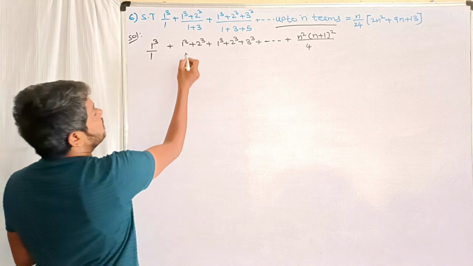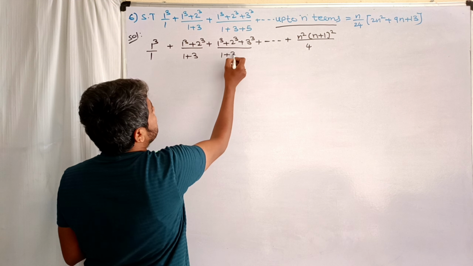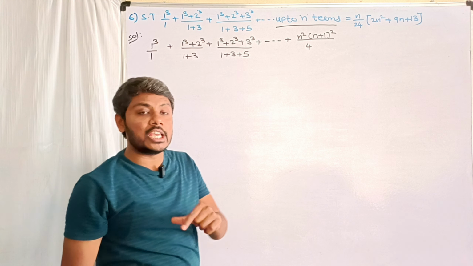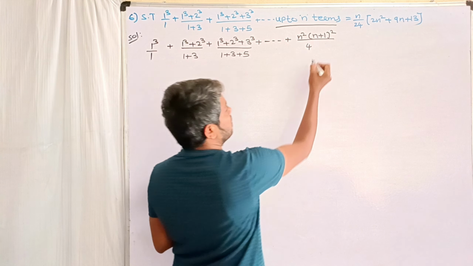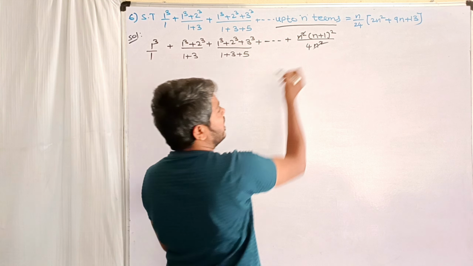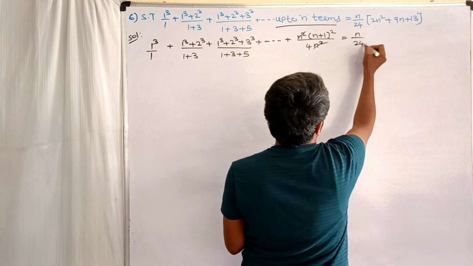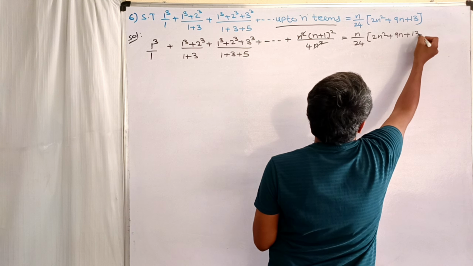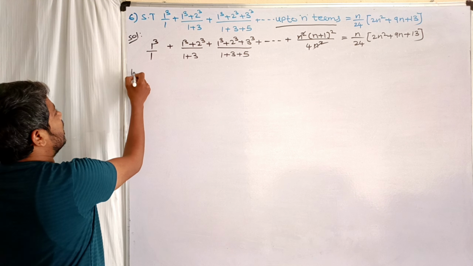First denominator 1, second denominator 1 plus 3, next 1 plus 3 plus 5. Clearly 1, 3, 5, those are the odd terms. We know that sum of the odd terms formula is n square. Clearly n square cancelled, which is equal to what? n by 24 into (2n square plus 9n plus 13).